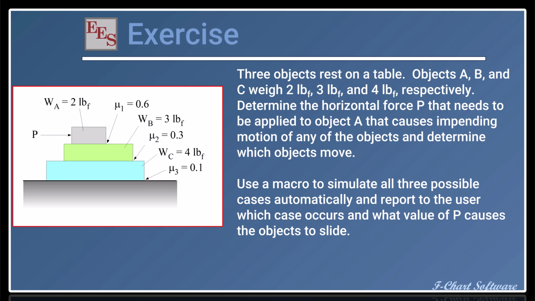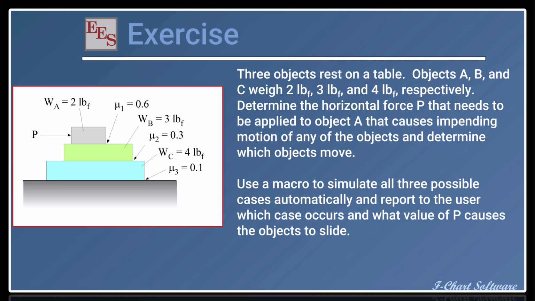And there's a different coefficient of friction between each of the objects, and then between the bottom object and the surface it's resting on. And the question is, what horizontal force do I have to apply here on the top object in order to get something to move? And it's tricky in the sense that we don't know what's going to move. It could be that the top object moves by itself, or it could be that the top and the middle object move together, or maybe all 3 objects move together on the surface.